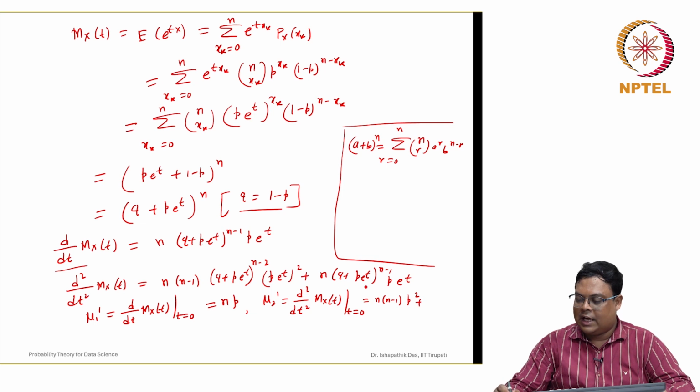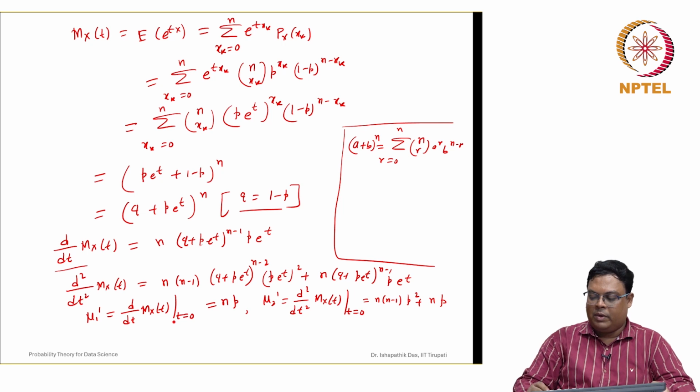Plus, this term will be the same as before. So e to the power t is 0, so this will be p, and then np, and with t equal to 0, p plus q whole to the power n minus 1 is 1 again. So this is nothing but np. So then we found mu2 dash and mu1 dash, hence we can find the variance.